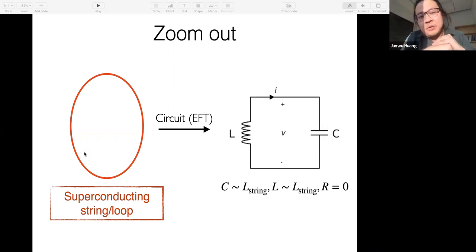As a result, if you set up a superconducting loop or superconducting string, and you put some charge or current over densities in different places of this loop, what you'll get is basically the exact response of a superconductor. It will be an LC circuit with zero resistance. It will oscillate forever, right? And that's what happens if you are thinking about a Witten string or a superconducting loop.